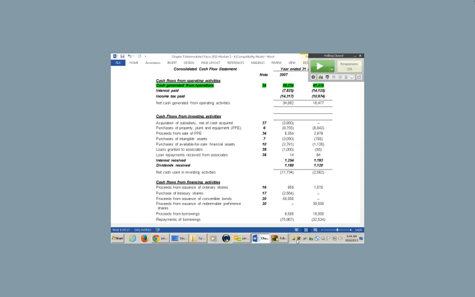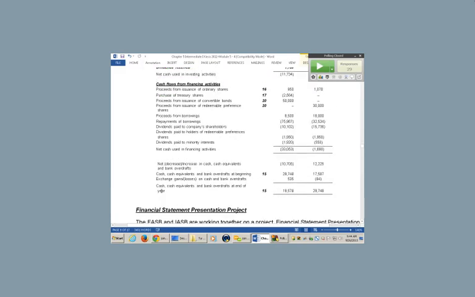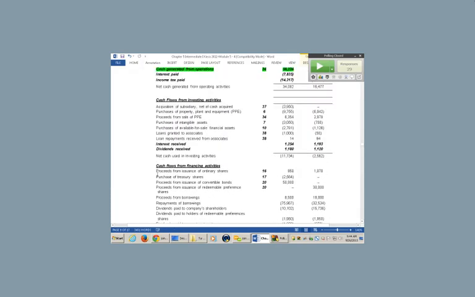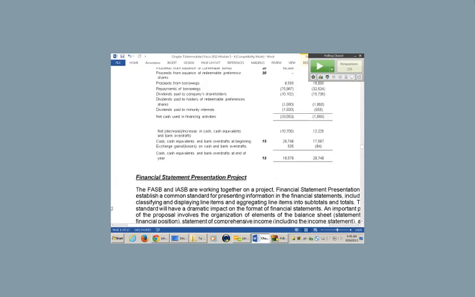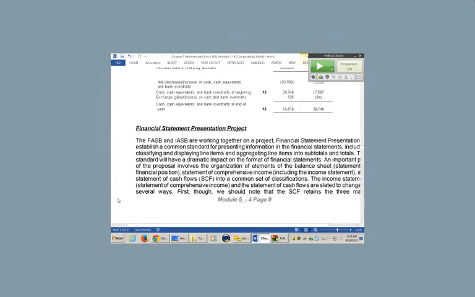So just be familiar with some of these nuances, and be able to compare them to U.S. GAAP. All right, any other questions on IFRS? It's something you have to make sure you're clear about, make sure you compare it to U.S. GAAP.